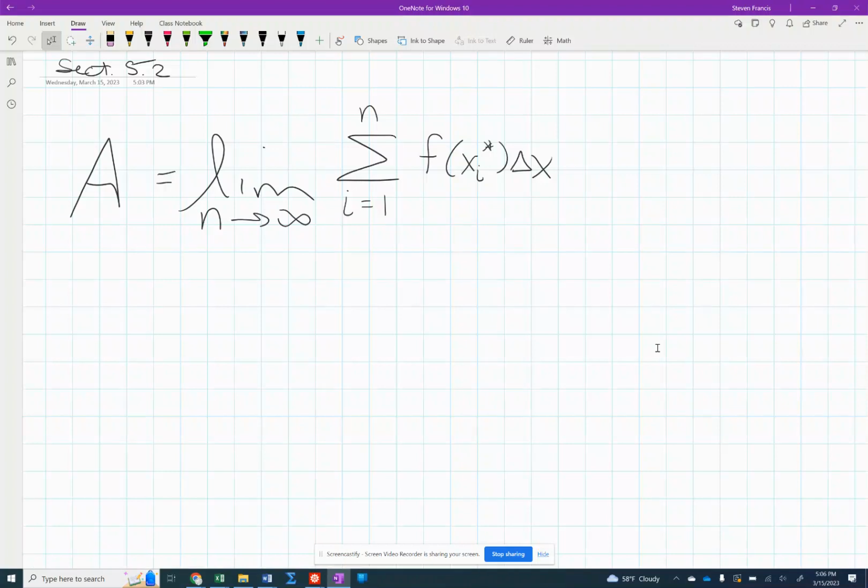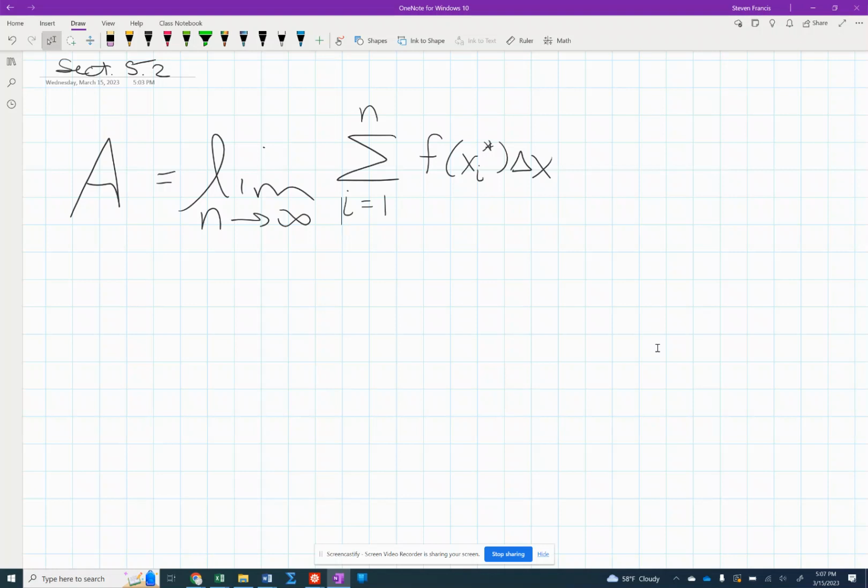Greetings, everyone. All right, so for section 5.1, or maybe not the very end, because we were doing some approximations using some tabular data, but at some point in section 5.1, we said that the area bounded by the curve was the limit as the number of subintervals or rectangles goes off to infinity of the sum from i equals 1 to n, f of x sub i star times delta x. Now, this is what it means to find the area bounded by the curve f and the horizontal axis from a to b.